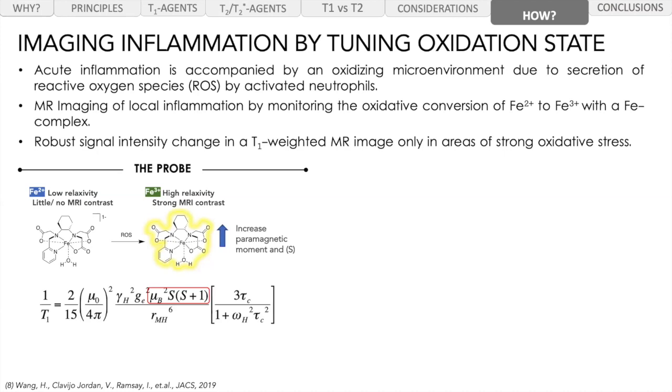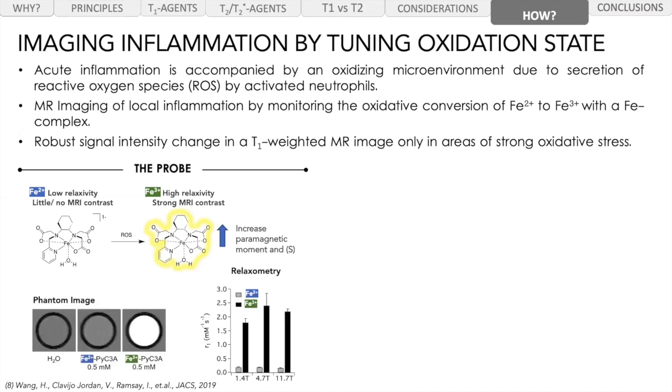Now, what does this mean if we look back at those equations? This change from iron 2 to iron 3 will modulate the paramagnetic moment and also the spin number, and in turn that will modulate the ability to shorten T1. This can clearly be seen in this phantom image, done in, I believe, a 4.7 Tesla MRI. You have a water phantom with no contrast or enhancement on a T1-weighted scan. The iron 2 compound, which should be in its low relaxivity, no-contrast state, shows nothing. And in the iron 3 state, you clearly see an increase in the image intensity.